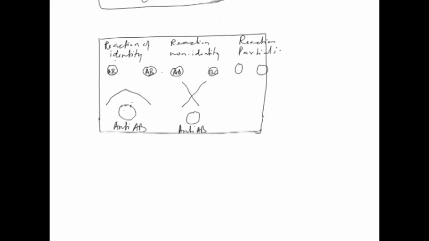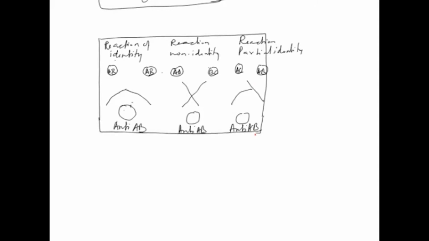In partial identity, there is at least one common antigenic determinant. Say this is AC and AB, and you have anti-AB, the same antibody or antisera. Then, since there is only partial identity, this sort of pattern will be seen, in which at least one antigenic determinant is common. So, this is how it will look.